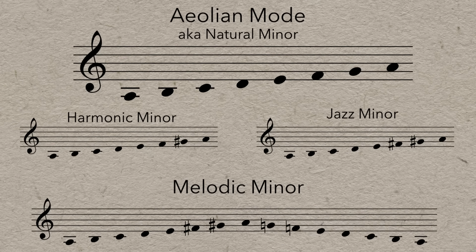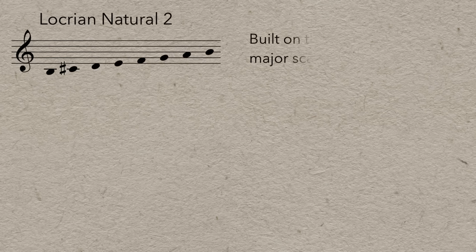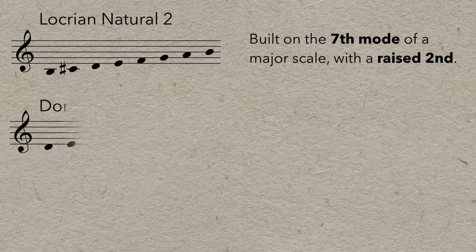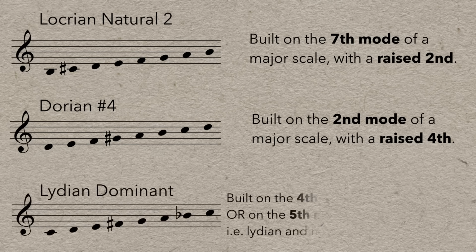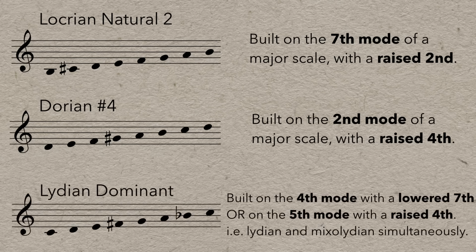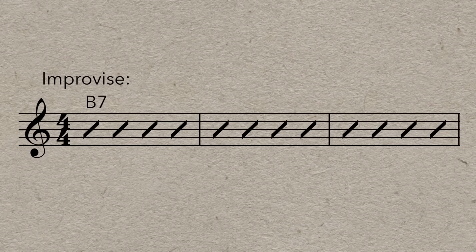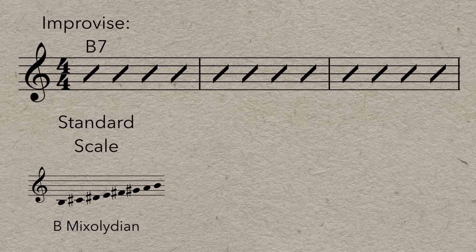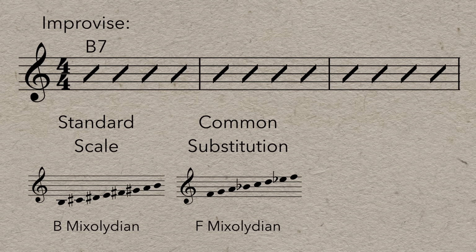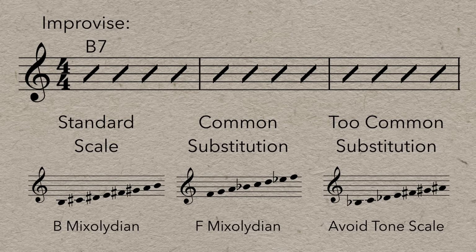Similarly, many other scales can be succinctly described as some sort of altered mode. Examples include Locrian natural 2, which has a raised 2nd, Dorian sharp 4, which has a raised 4th, and Lydian dominant, which has the characteristic raised 4th of Lydian and the lowered 7th of Mixolydian. Modes are also incredibly useful in jazz and improvisation because every chord or tonality you might want to improvise over has an associated mode and usually a variety of substitutions, depending on what the improviser is trying to achieve.